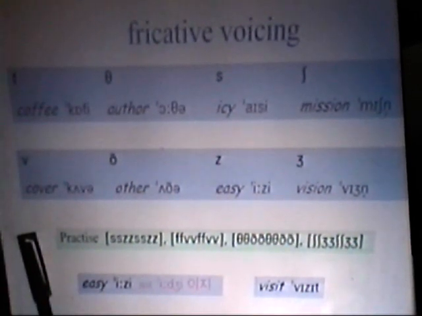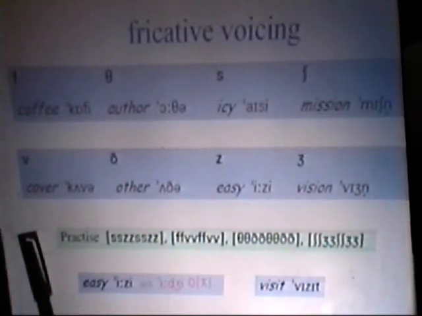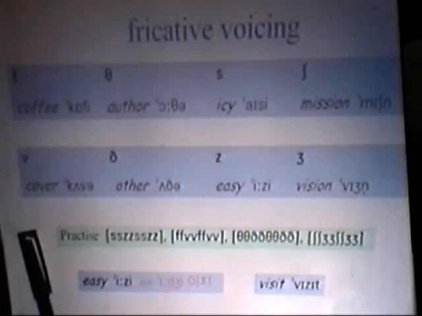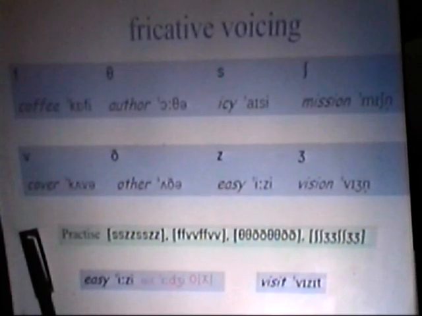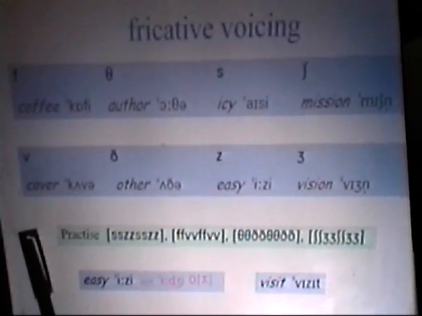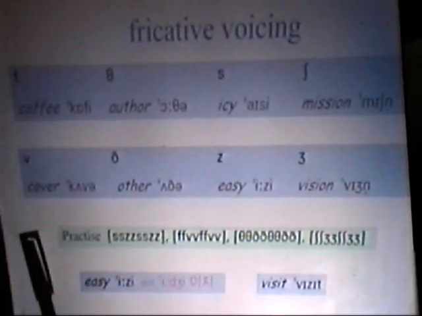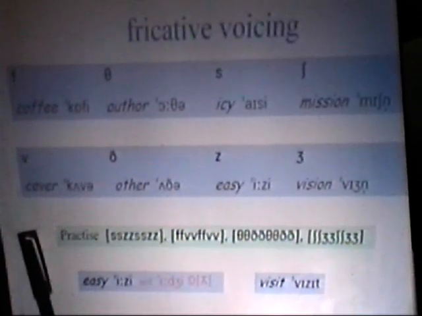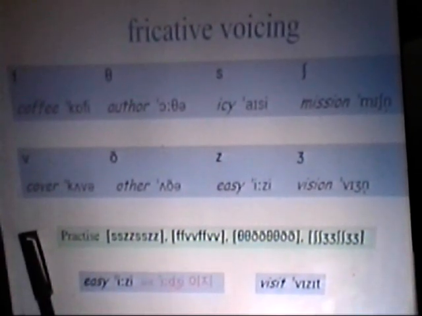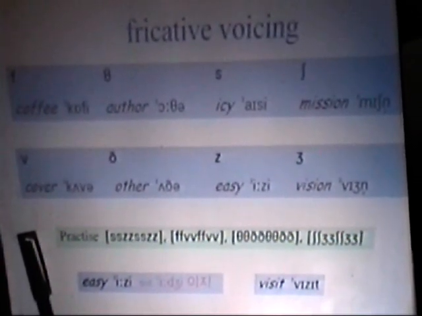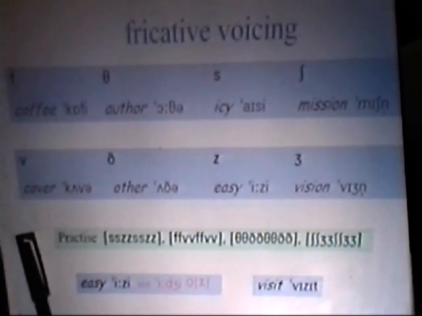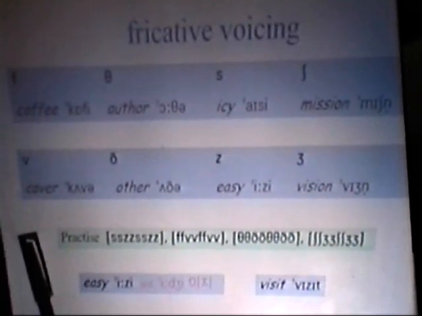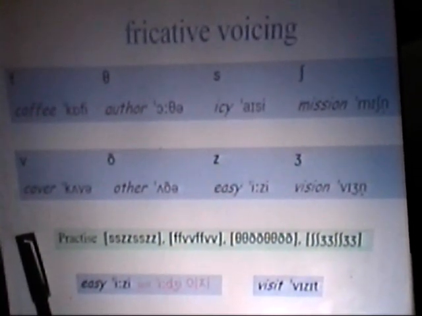The bottom comment is for the benefit of Korean and perhaps Japanese students about saying easy and not making it into eesy, which is a problem they have. Visit, again, has got a Z in the middle. In words such as visit, there should be voicing right through. What's wrong if I say, I will visit you? Visit. That's wrong.